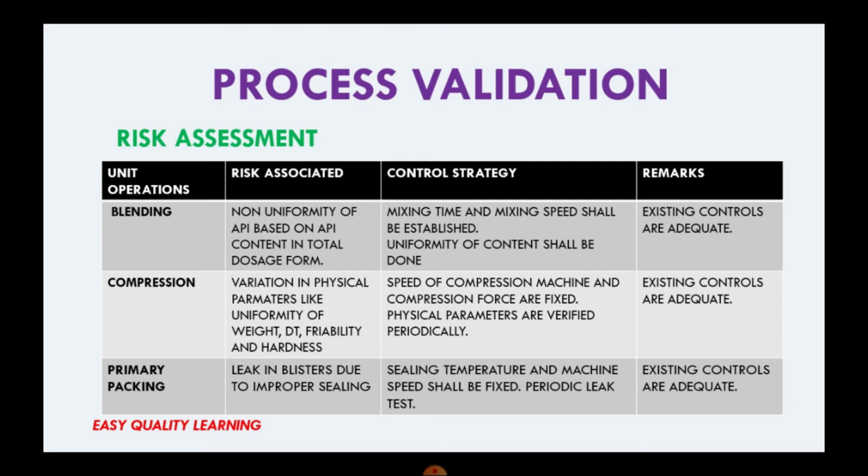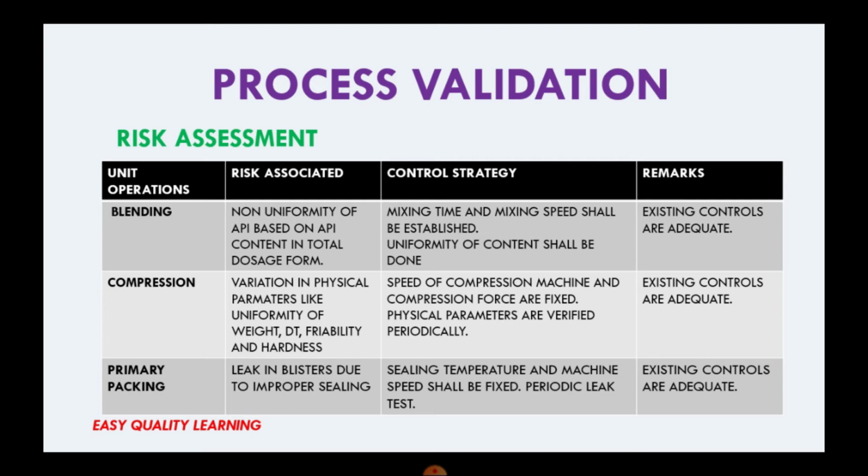Then next is compression. The risk in compression is variation of physical parameters like uniformity of weight, DT, friability and hardness. To mitigate this risk, the speed of the compression machine and compression force are fixed. We are establishing the range for compression force and hardness, and on the basis of machine speed also we are establishing the uniformity of weight of our dosage form, and we are verifying the physical parameters periodically.